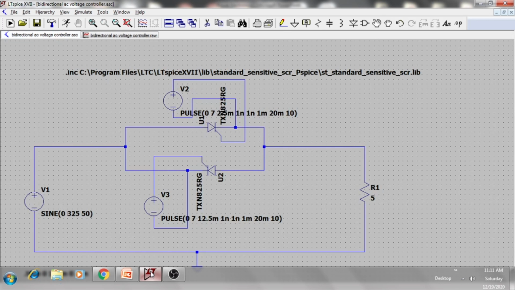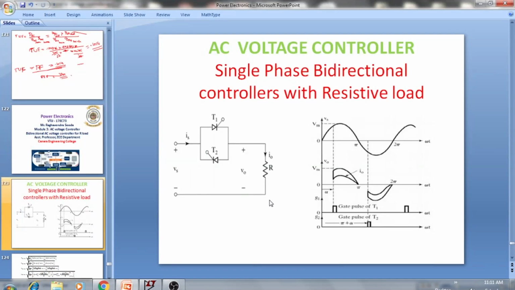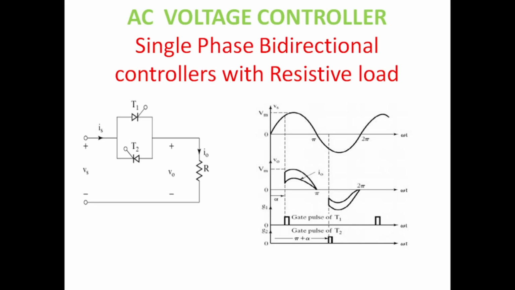Okay, so we'll go back to my PPT. So we have seen that this is my input and this upper one is my voltage waveform. This is my voltage waveform. So if you look at this, this completely looks like this.